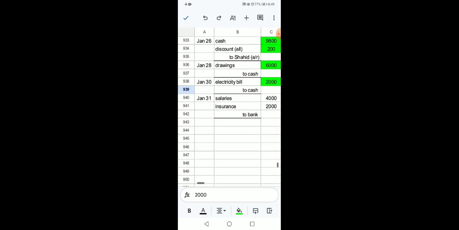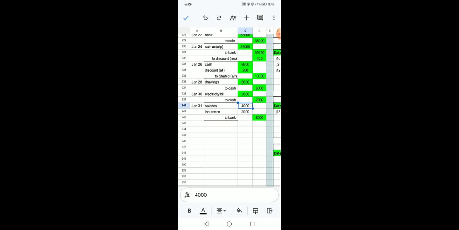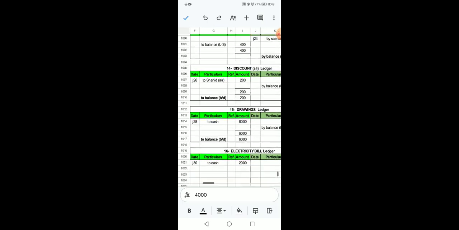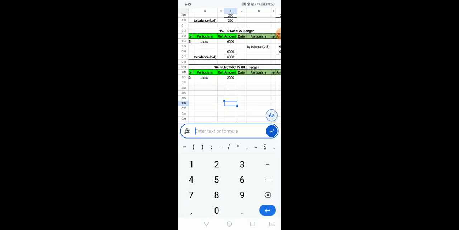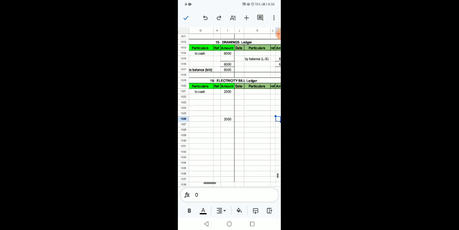So January 30 is completed. The next unmarked element is salaries. So we are now going to make the ledger for salaries. Before that, we will be balancing the electricity bill ledger. The first step is to take the total of both sides. The total of the debit side is 2000 and the total of the credit side is 0, as nothing is mentioned over here. Now compare both totals. Total debit is 2000, total credit is 0. It means the larger sum is 2000.